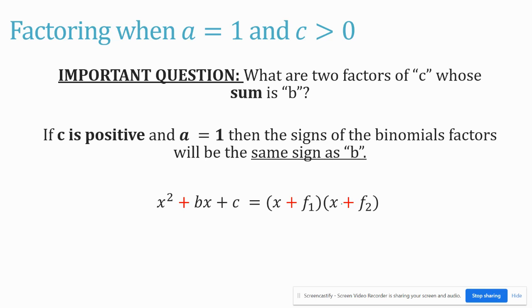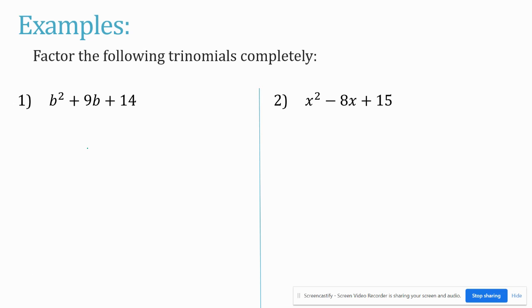So these signs are going to be the same as whatever b is, as long as a is 1 and c is positive. Now, when a is 1 and c is positive and b is negative, then the factors are going to be negative. So they're going to be the same sign as whatever b is going to be. Okay, let's take a look at an example.